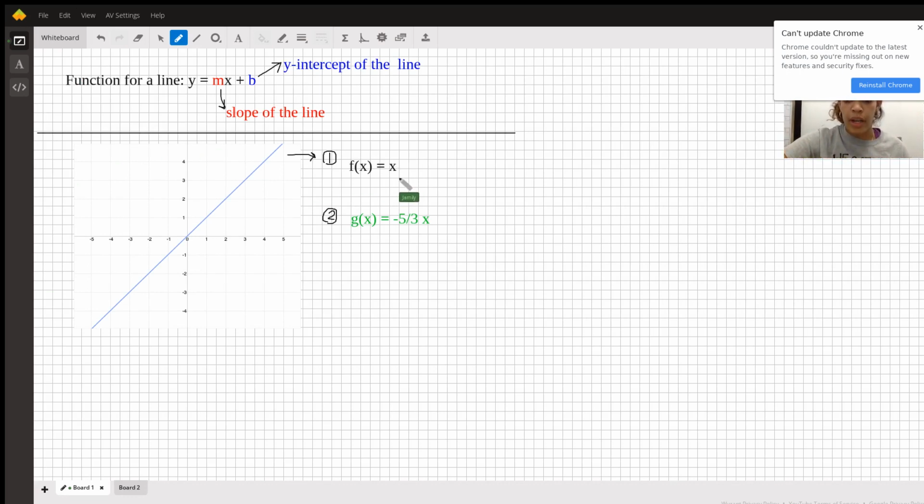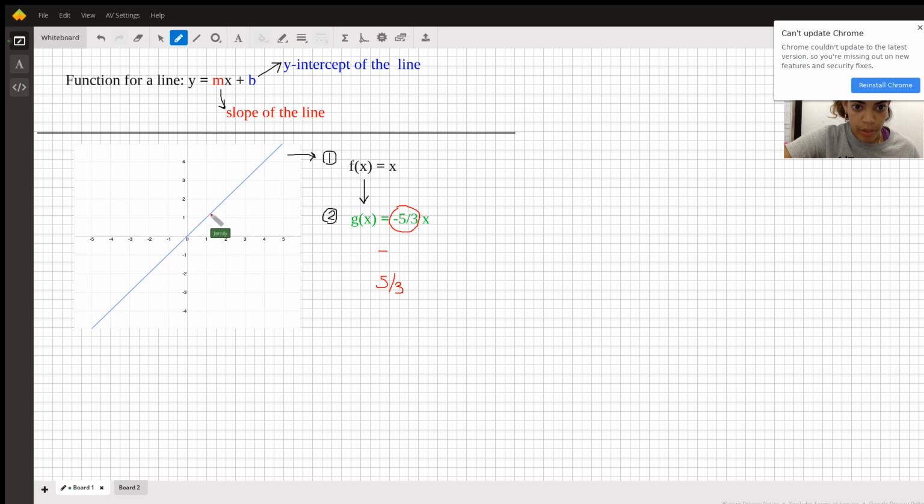I just want to start off by taking a look at doing a comparison between these two functions. So what are some of the things that you notice? Well, here in f of x, we have the x by itself. In g of x, we have this number in front of the x. And there are two things that you probably noticed about the number, is that it has this negative and that it has a 5/3.